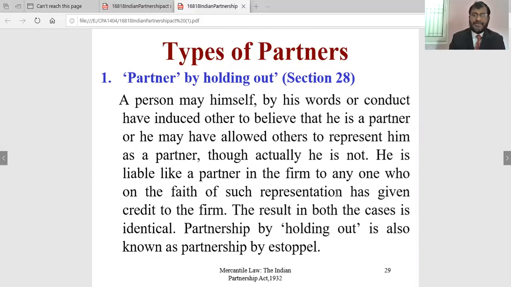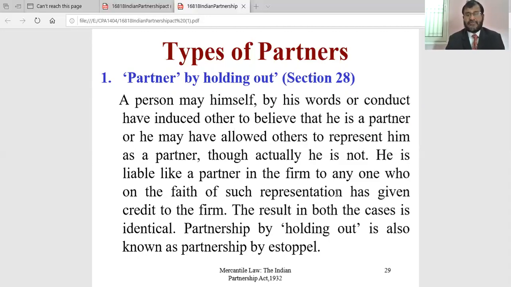Types of partnership. We will see the types of partnership. This is, I think, very important from the examination point of view, especially for BCom, BBA students, and also those who are preparing for CS, CA and foundation courses. Types of partners. One, partner by holding out. Section 28 of the Indian Partnership Act, 1932, deals with types of partners. And one is a partner by holding out.